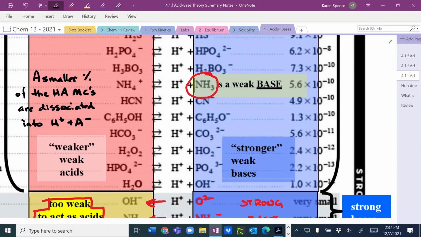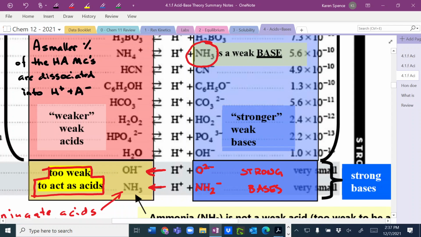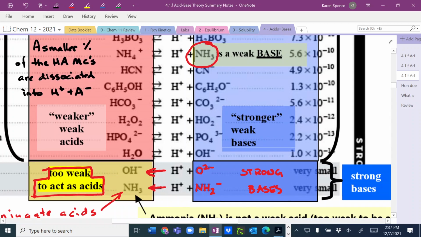And then eventually you get down into those substances which are too weak to act as acids, and then they don't make any H plus at all.